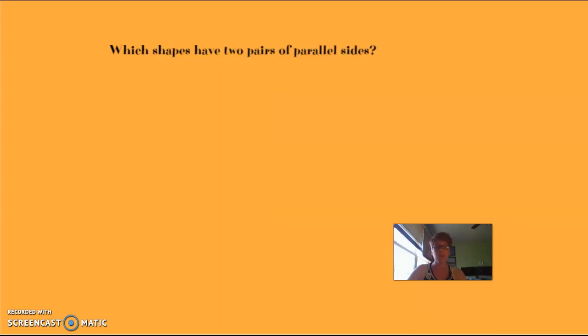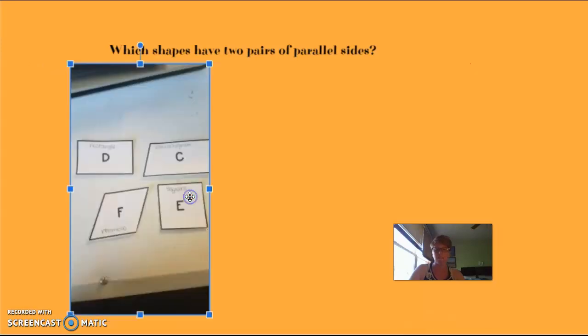Which shapes have two pairs of parallel sides? That means the top and the bottom and the left and the right are parallel. Pause the video and find those shapes and come back to me. These are the shapes you are looking for. These shapes have two pairs of parallel sides: a rectangle, a parallelogram, a square, and a rhombus. Both the top and the bottom and the left and the right are parallel.